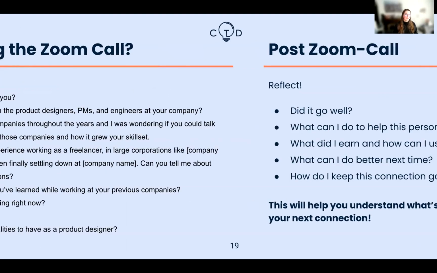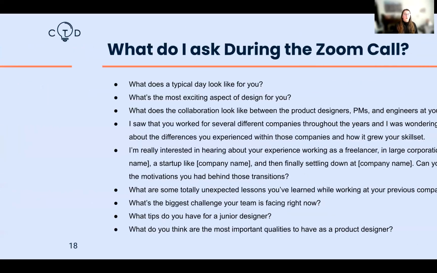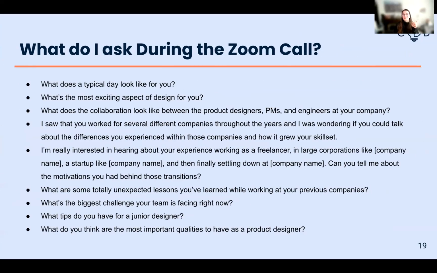Let me just go back. You have examples of, okay, what do I say when I reach out to someone? What do I ask? This was the hardest thing for me to work on. Like, okay, so I'm in the Zoom call and I don't want it to be awkward. I don't know this person at all. I don't know if they're very chatty or if they're not. So how do I make it not awkward?